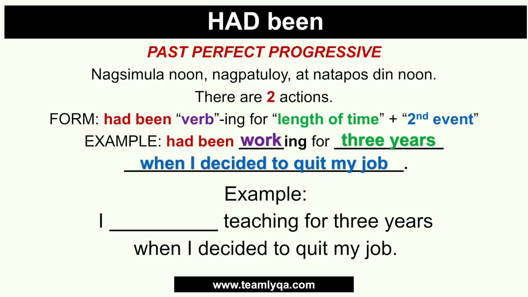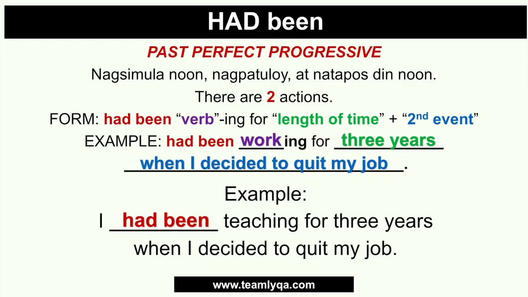Okay? Example. So, I blank teaching for 3 years when I decided to quit my job. Again, it doesn't matter kung I yan o he or she. Ang sagot dyan would be, dahil ang action ay nagsimula sa past, tumakbo for some time, at natapos dahil may isa pang pangalawang event na nangyari, which is yung nag-decide siya na mag-quit. This will be: I had been teaching for 3 years when I decided to quit my job.